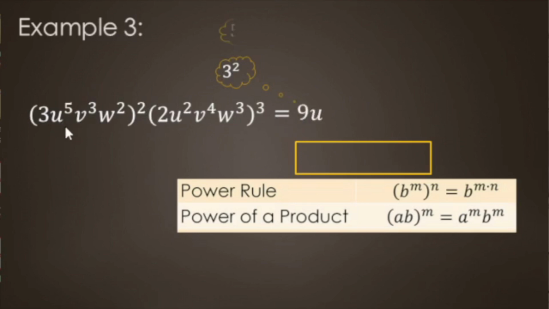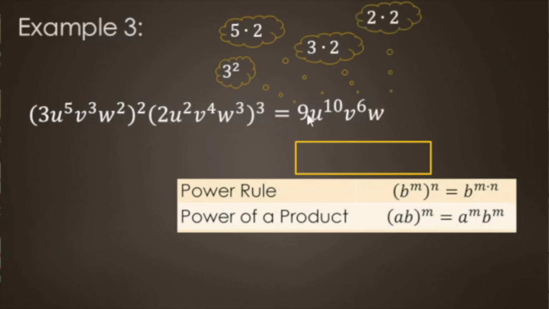Now looking at the u, that's a u to the 5th to the second power. So u to the 5 times 2 is u to the 10th. Next up is the v. V to the third power squared is going to be v to the, multiply the exponents, makes to the 6th. W squared squared is going to be w to the 2 times 2 makes 4. So we have that parenthesis done. Now we'll look at this parenthesis.